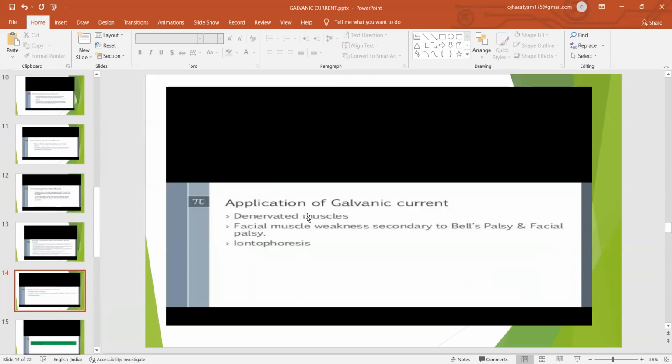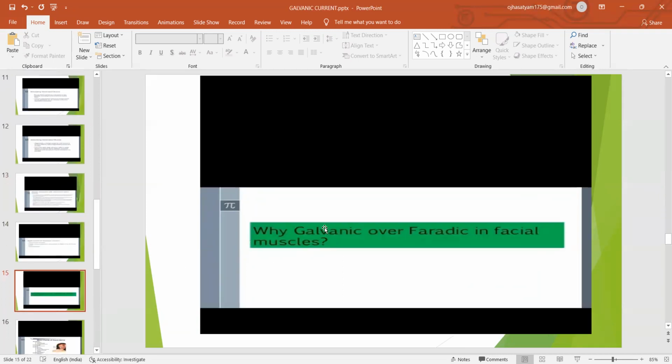Application of the galvanic current. What is that? The application of the galvanic current: it is used in denervated muscles, and facial muscle weakness secondary to Bell's palsy and facial palsy. Why galvanic over the faradic current in facial muscles?